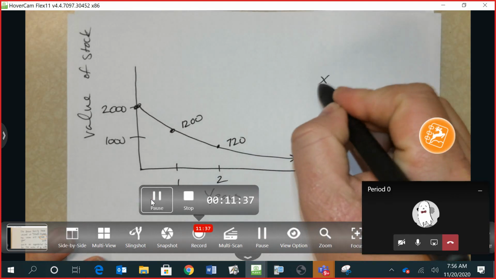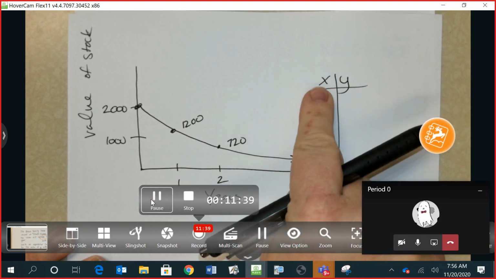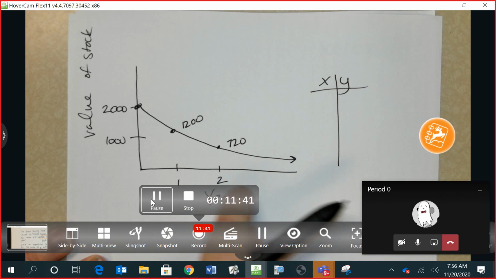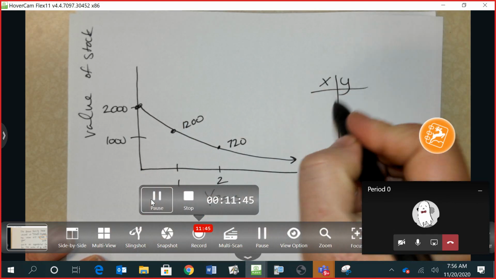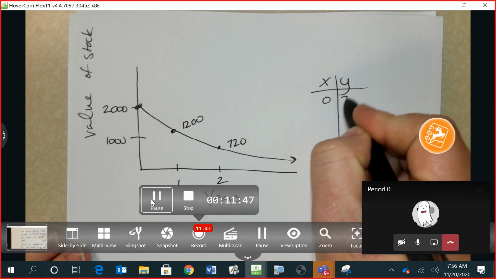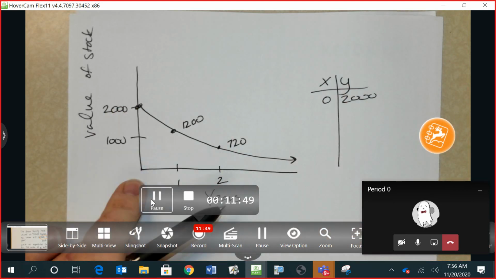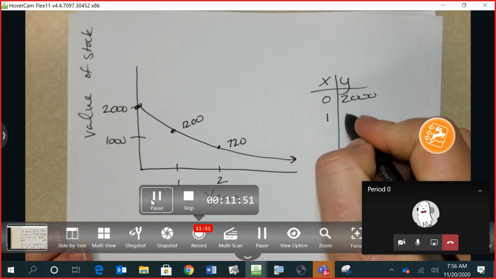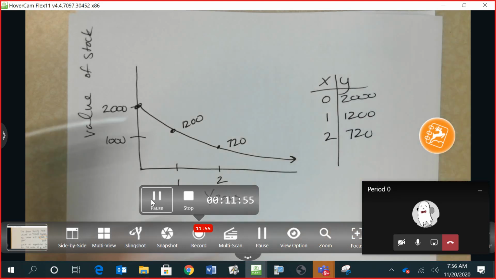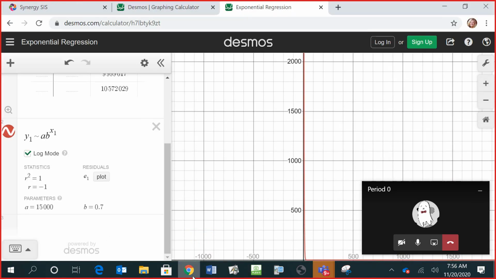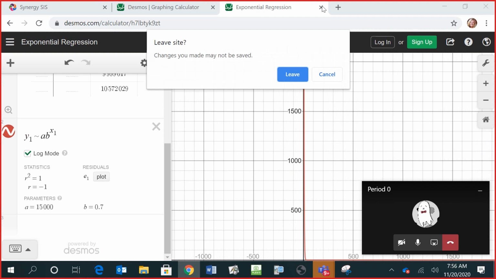First thing I'm going to do is look at this as a table. Again, this is years after you have the stock. This is the value of the stock. So the initial year when you first buy it, it's worth $2,000. After year 1 and after year 2. Now I'm going to close out so you have an idea how to find this and what it looks like.